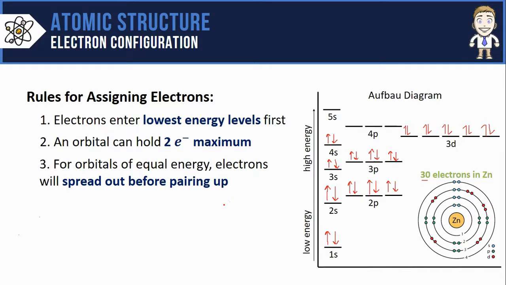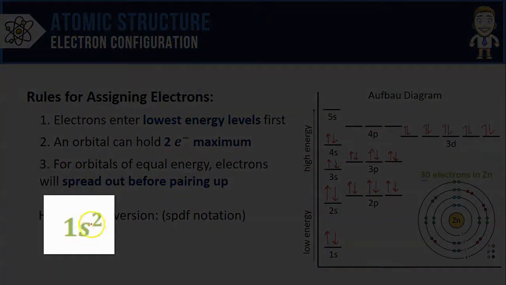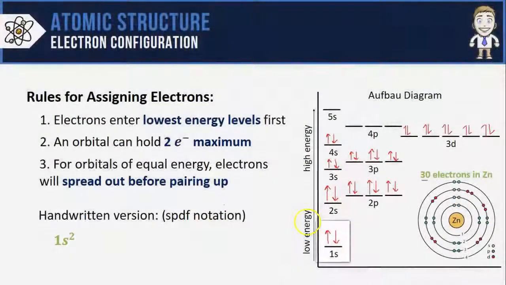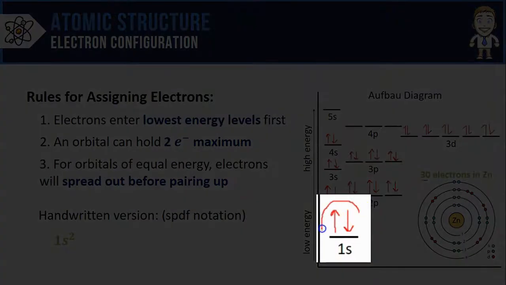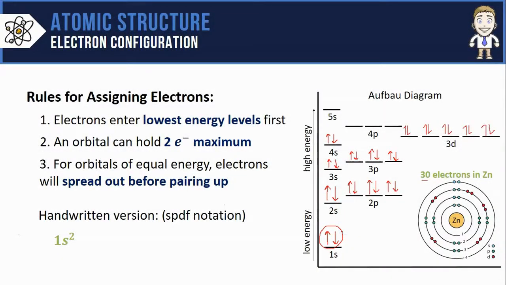So let's close the video by saying there is also a handwritten version, sometimes called spdf notation, that eliminates the need for this entire Aufbau diagram. Instead of drawing out all these lines and arrows, you simply write 1s with a superscript of 2. The superscript 2 is saying that there's 2 electrons, the same thing these arrows are saying. There's 2 electrons in the 1s orbital. And you just list out all the orbitals with their total electron count the same way you filled in the arrows on the Aufbau diagram.